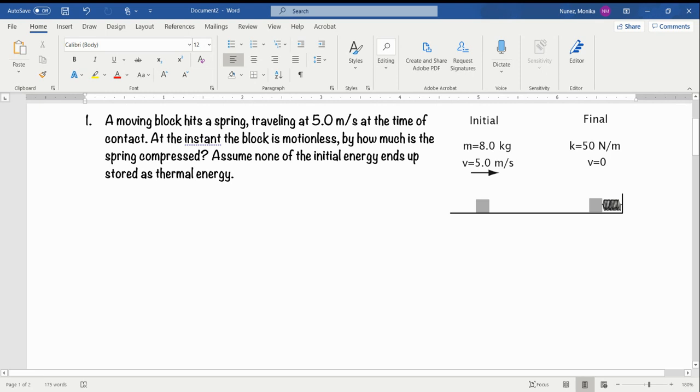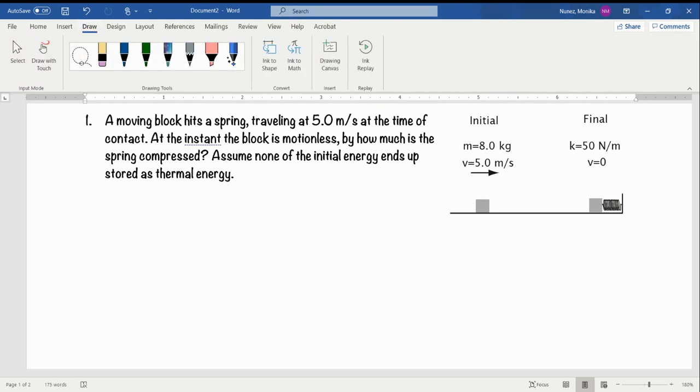In our first problem here, we have a block that is initially moving to the right at 5 meters per second, and then it compresses a spring, and that spring causes it to stop. So that first thing we'll do is draw that LOL diagram, starting out with our L, our O, and our L.